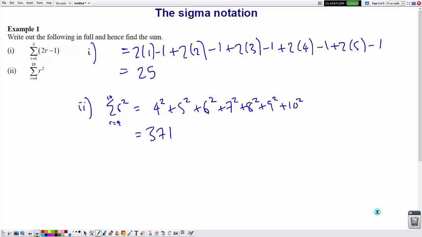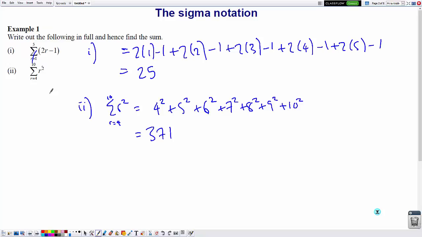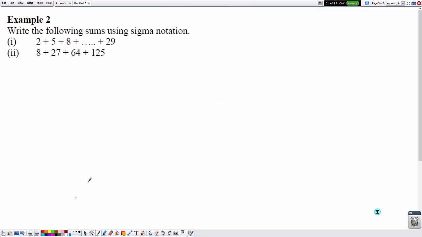Okay. Now, something a little bit trickier. So we want to find the following sums using sigma notation. We don't want to work out what this is equal to. We want to write this like this. So when doing this, you want to find this inside bit. So you want to find your nth term, and then, so I've got 2, 5, 8, and so on. Well, clearly my difference is 3, so I want to say 3r.